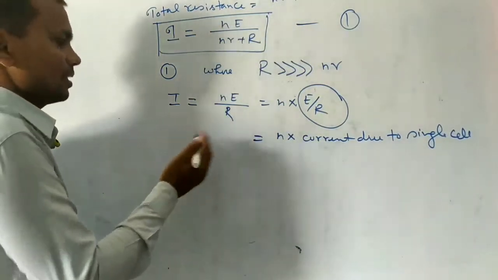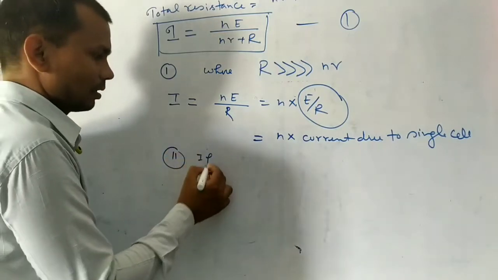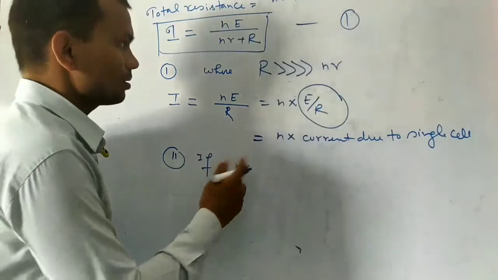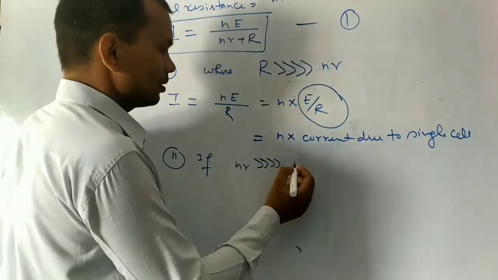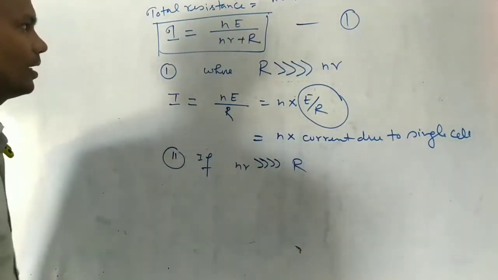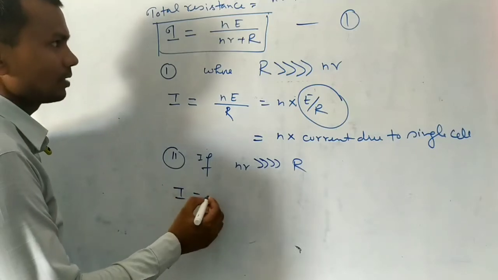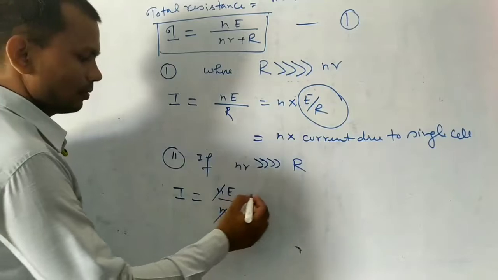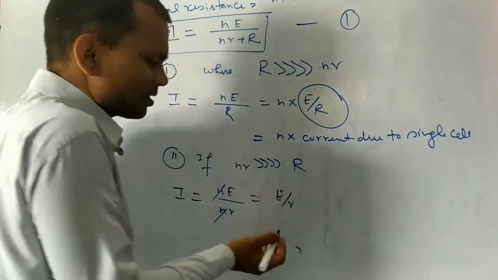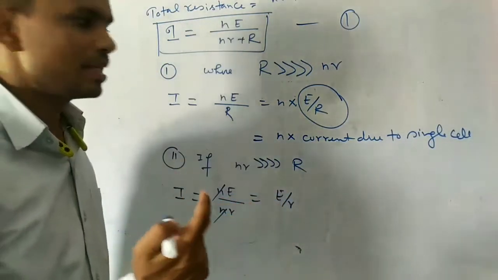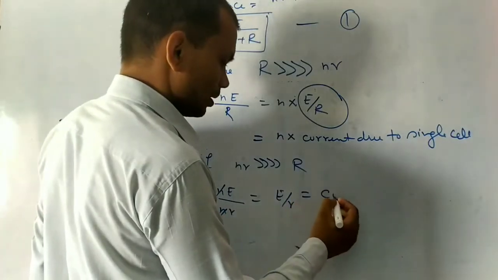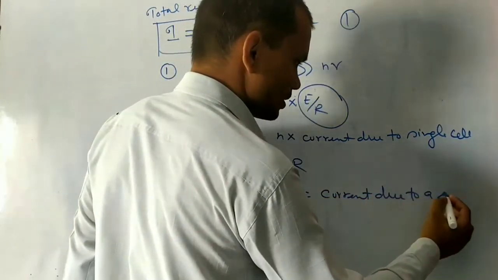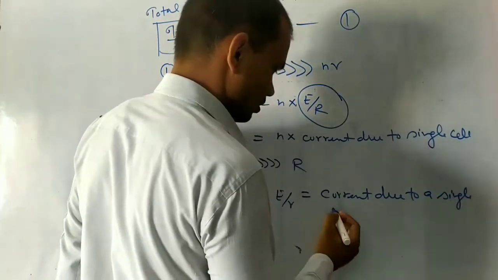Second, you have to see a second condition: if NR, the total internal resistance, is very much greater than the external resistance. In that case, N cancels out, so we get E by R. E by R is simply the current due to a single cell.